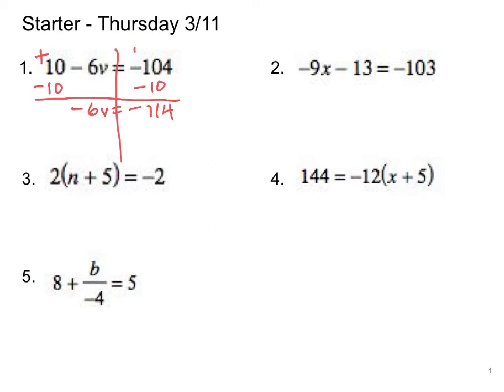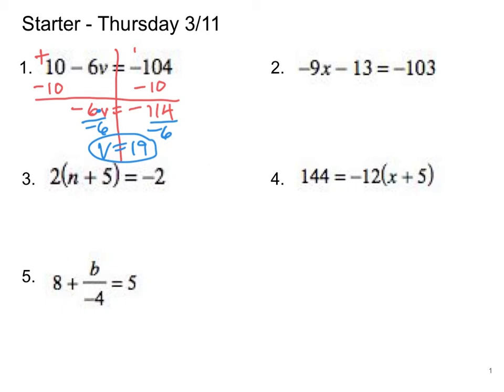So then negative 6 and v, remember they are multiplying. So we are going to divide by negative 6 on both sides. So negative 114 divided by negative 6 is positive 19. So v is going to equal 19.